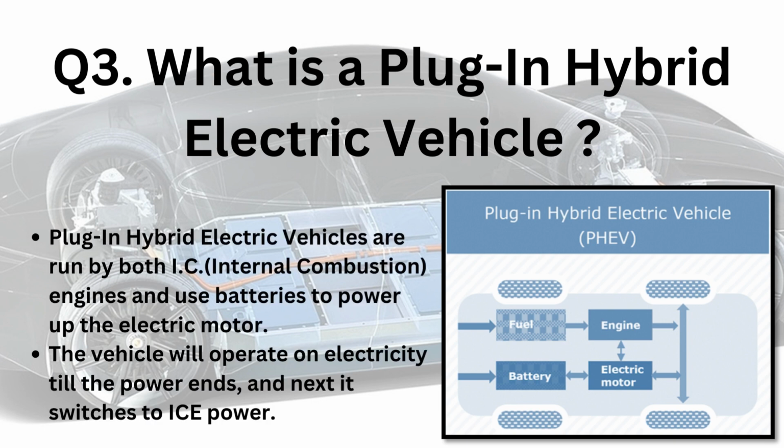So what is plug-in hybrid electric vehicle? Here there are a little bit of changes. The plug-in hybrid electric vehicle is run by both the internal combustion engine and the electric motor that is powered by the battery. Here the vehicle will operate on the electric motor till the power ends, and next it switches to the internal combustion engine. So the vehicle will run firstly on the battery, with the electric motor, and if the power is ended, then it runs with the internal combustion engine as usual.